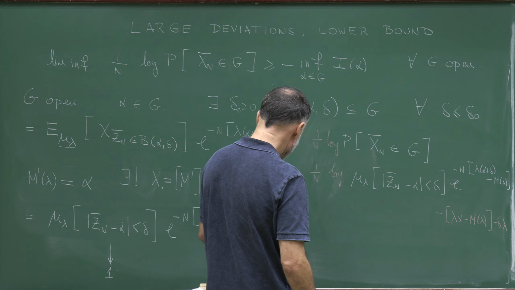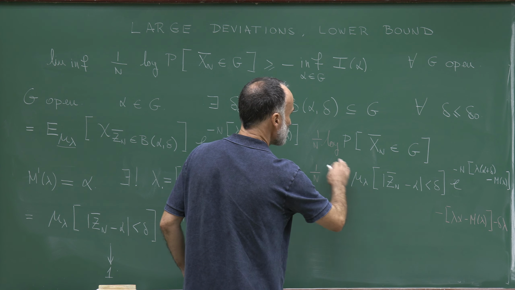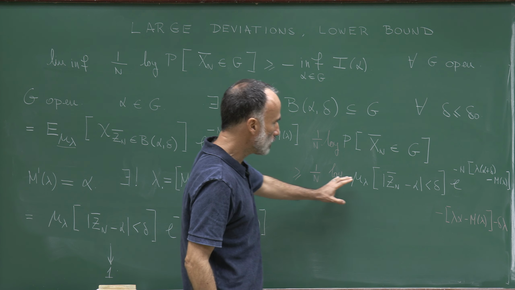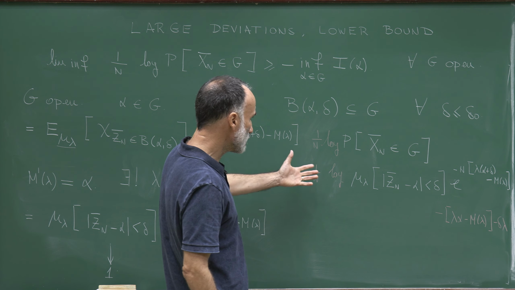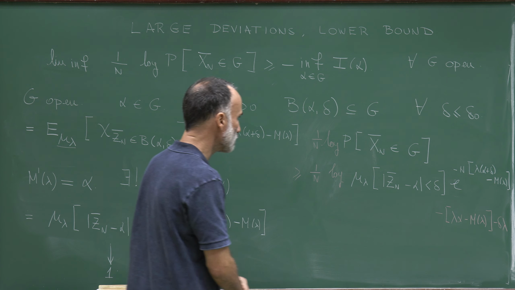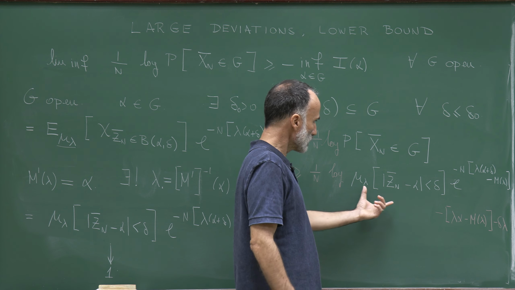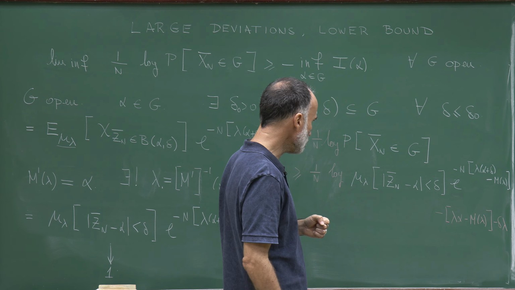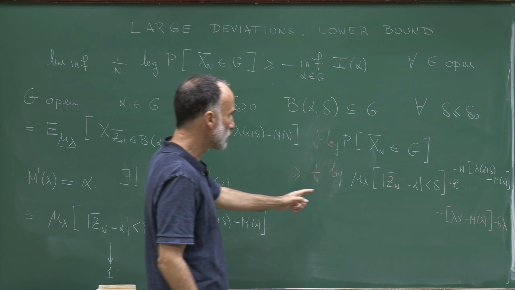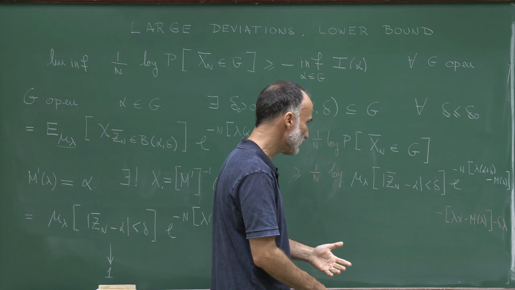So this is what we proved. We proved that 1 over n log of this probability is bounded below by this expression. Now if I take the limit, you see that this expression does not depend on n anymore, while in the first expression, since this probability is going to 1, the log is going to 0, and dividing by n, it's going to 0 even faster.